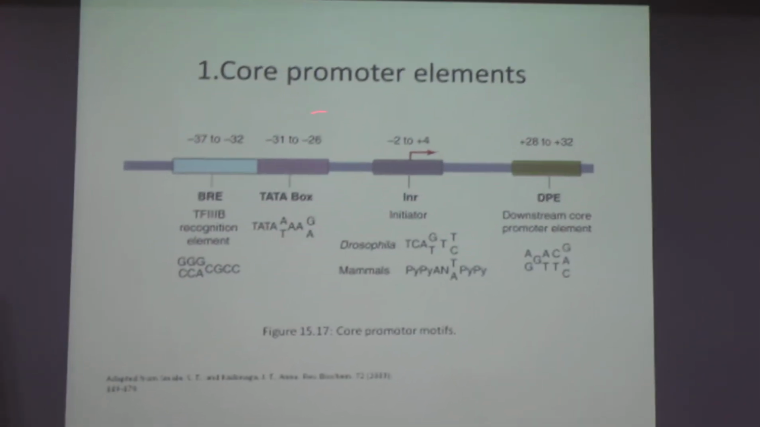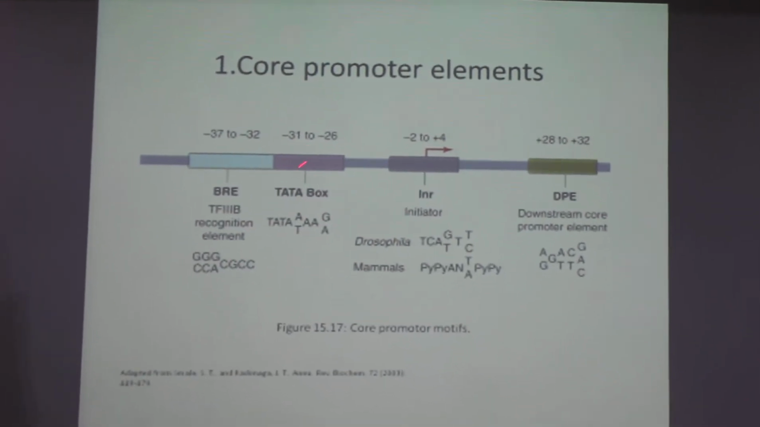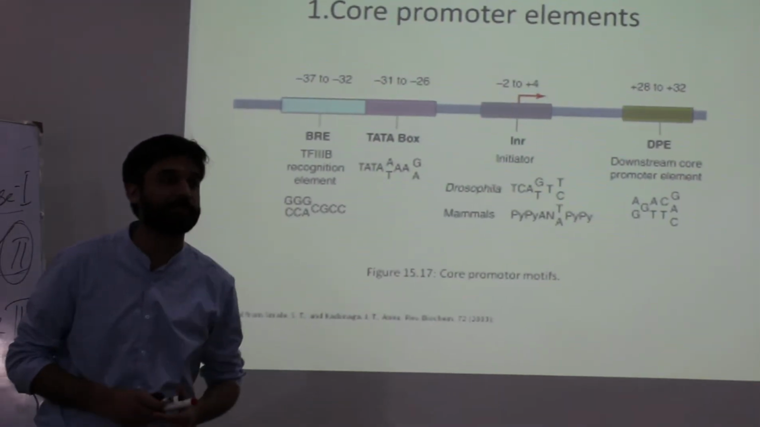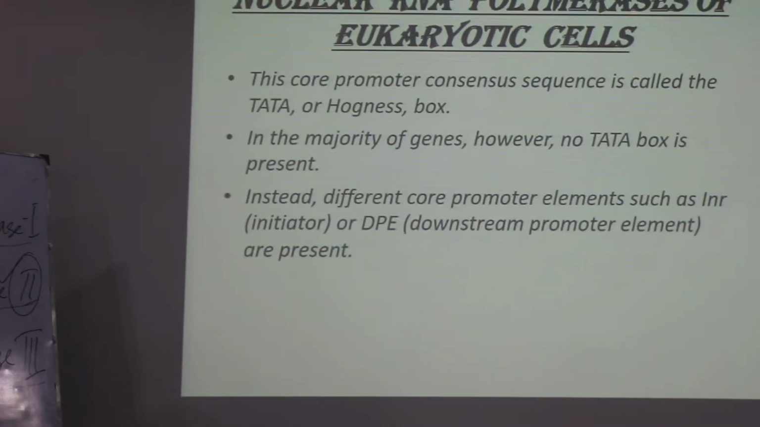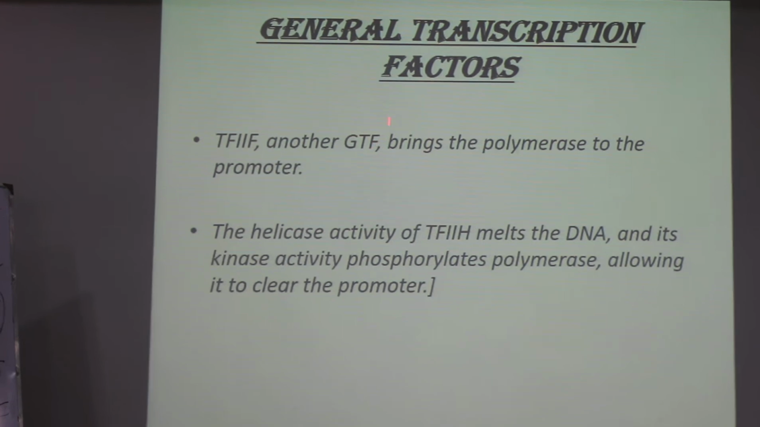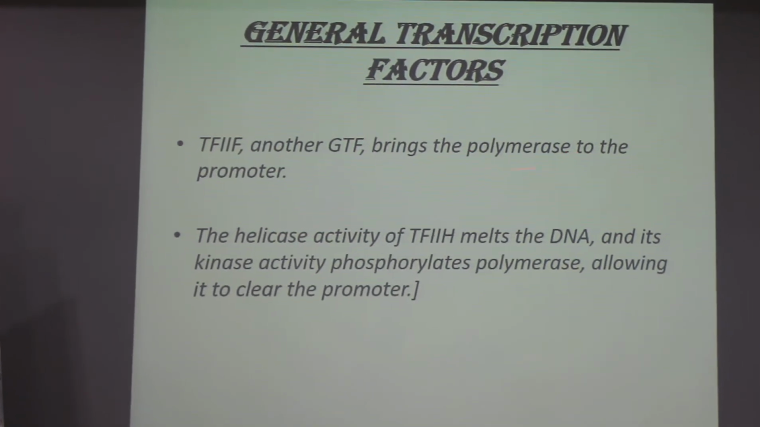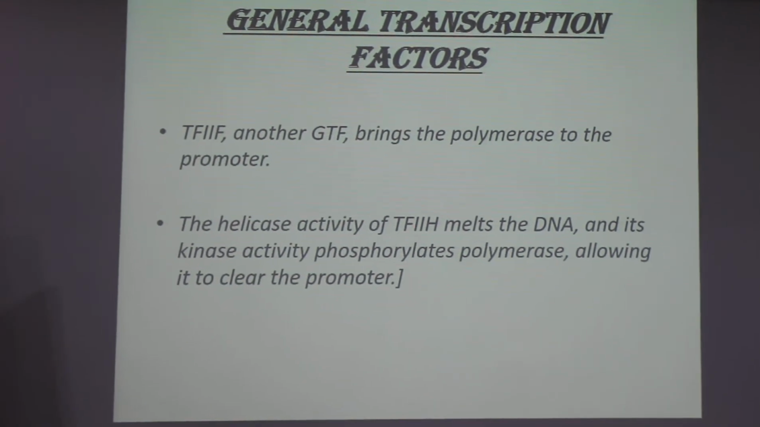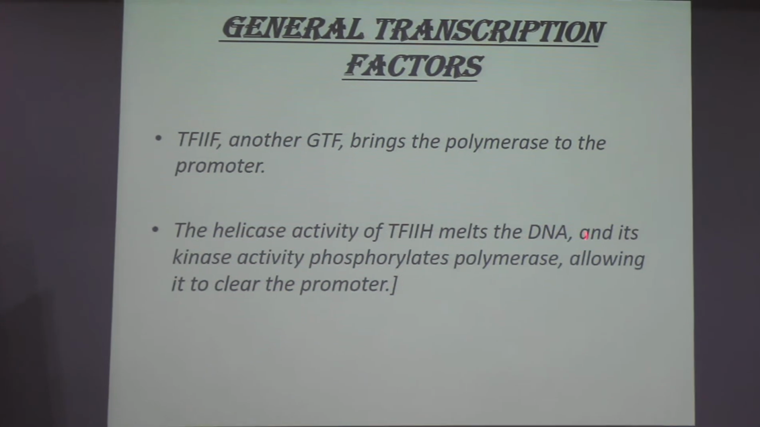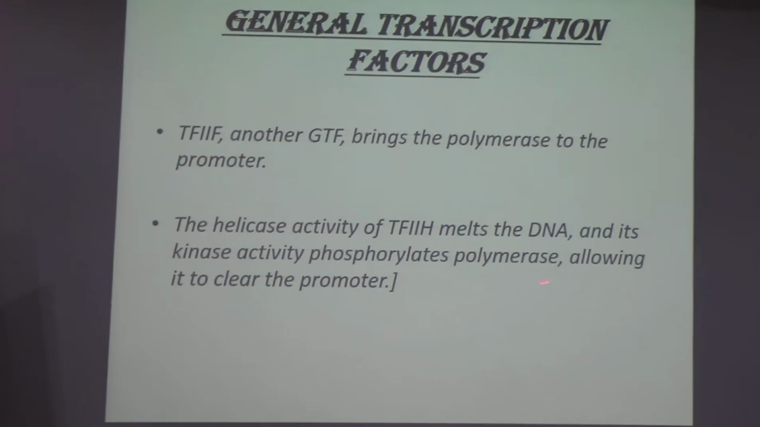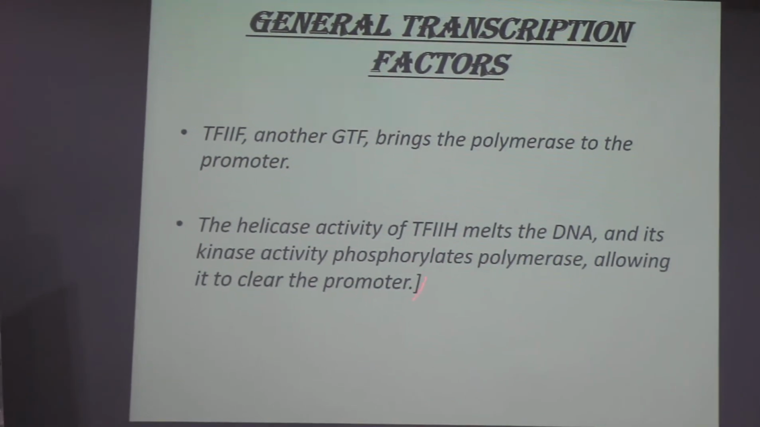This is the TATA box. So transcription factor 2D attaches itself first. This attachment of transcription factor 2D will bring RNA polymerase II. If there is no transcription factor 2D, there will be no bringing of the RNA polymerase. Transcription factor F is another general transcription factor which brings the polymerase to the promoter region. The helicase is here from H. You can remember its helicase activity, which melts the DNA, and its kinase activity, which phosphorylates the polymerase enzyme, allowing it to clear the promoter.